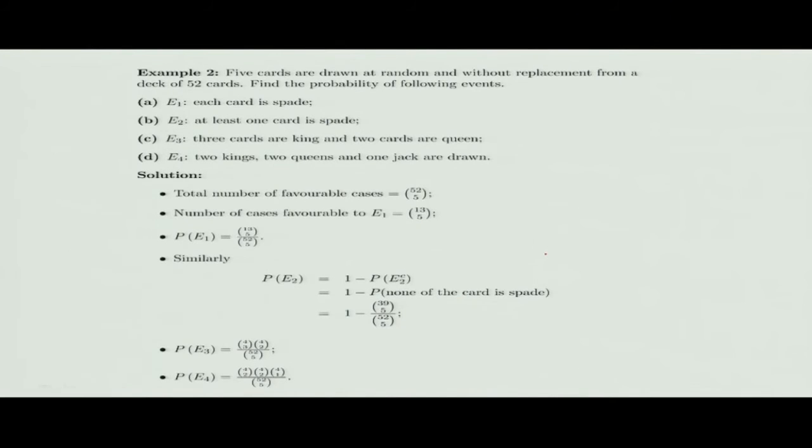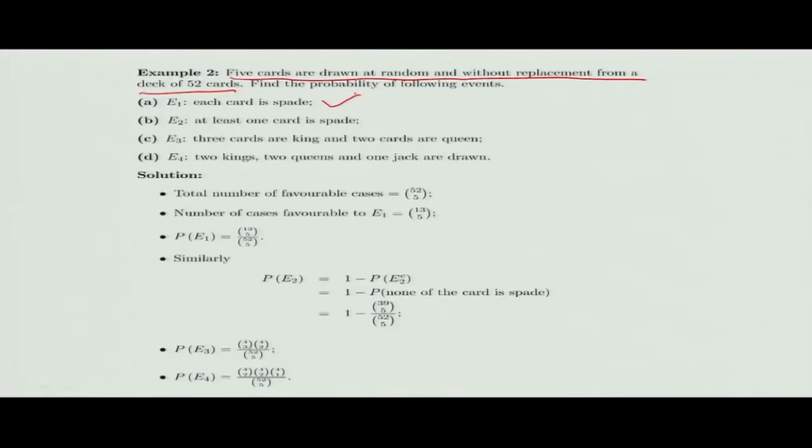To quickly see this, let us look at one example. Suppose 5 cards are drawn at random and without replacement from a deck of 52 cards. So you have 52 cards, I draw 5 cards at random and without replacement. So that means you cannot get the same card because I have not replaced it back. And I define E1 to be that each card is a spade, E2 is that at least one card is a spade, E3 is that 3 cards are kings and 2 cards are queens, E4 is that 2 kings, 2 queens and 1 jack are drawn. So here again the word at random has been used, so that means it is an equally likely probability model.